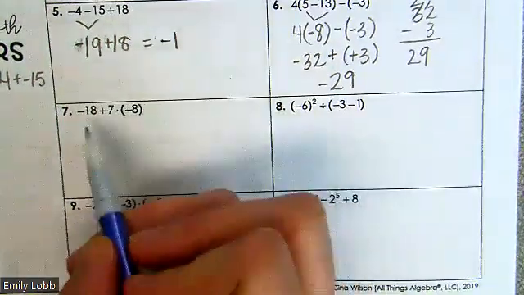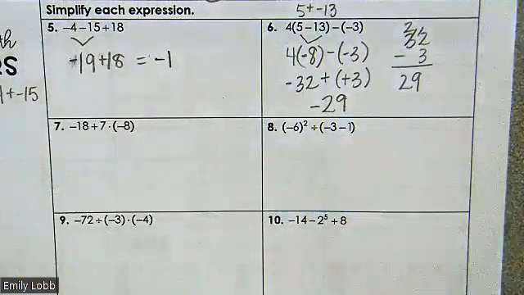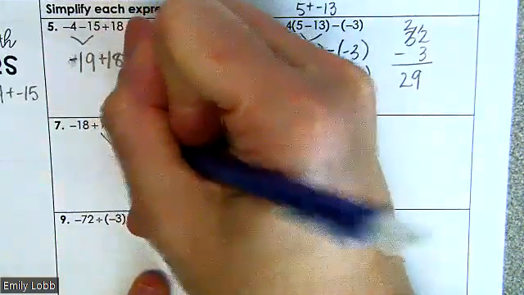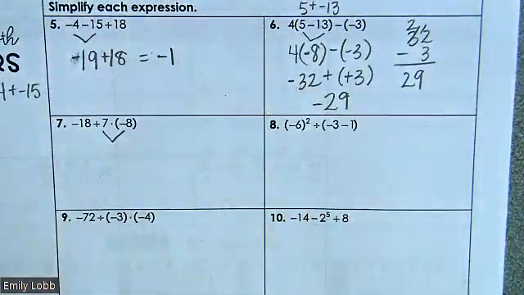So now number 7, we have addition and multiplication. Which do I do first? Multiplication. Some of you say that, and then when we get to it, you're not going to do it. What's 7 times negative 8?